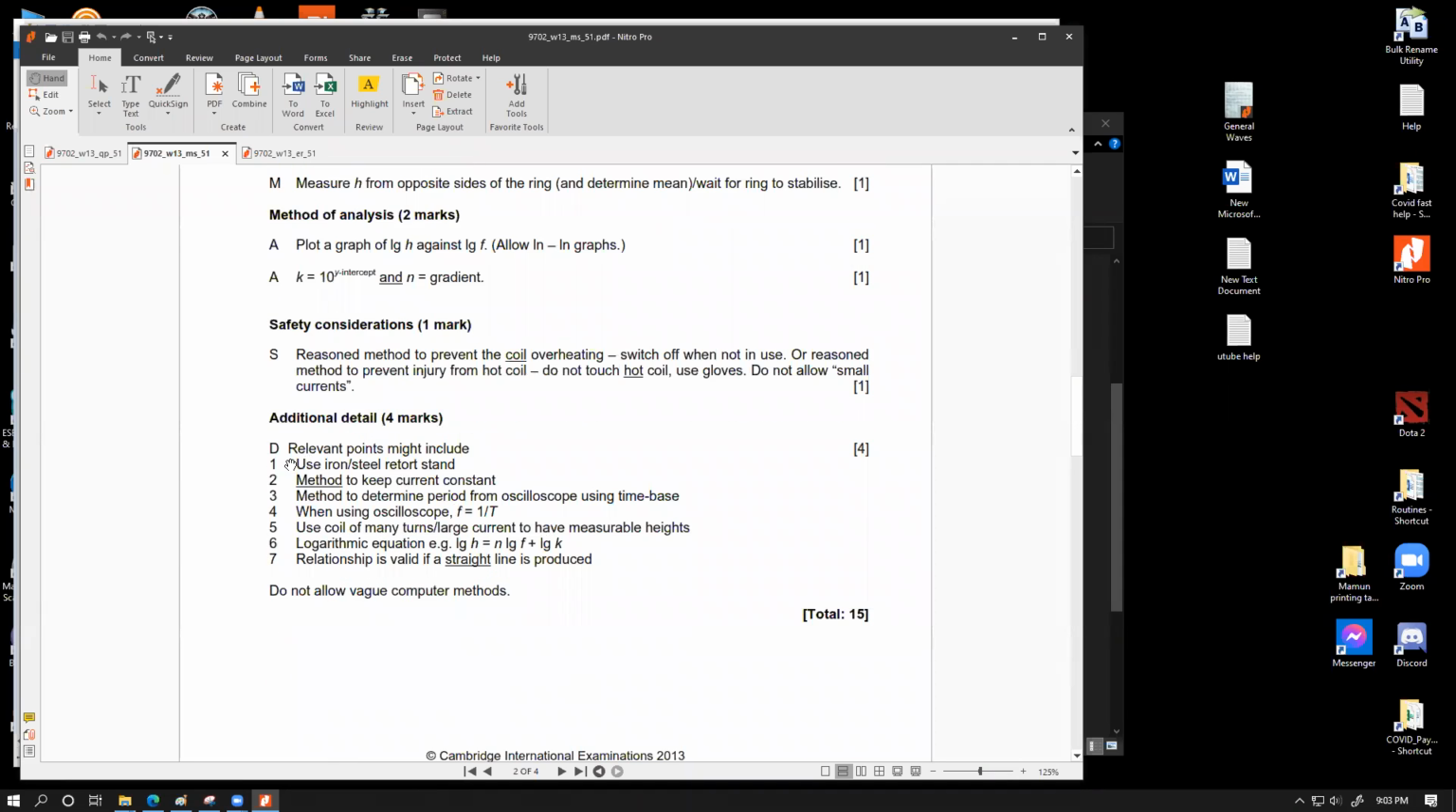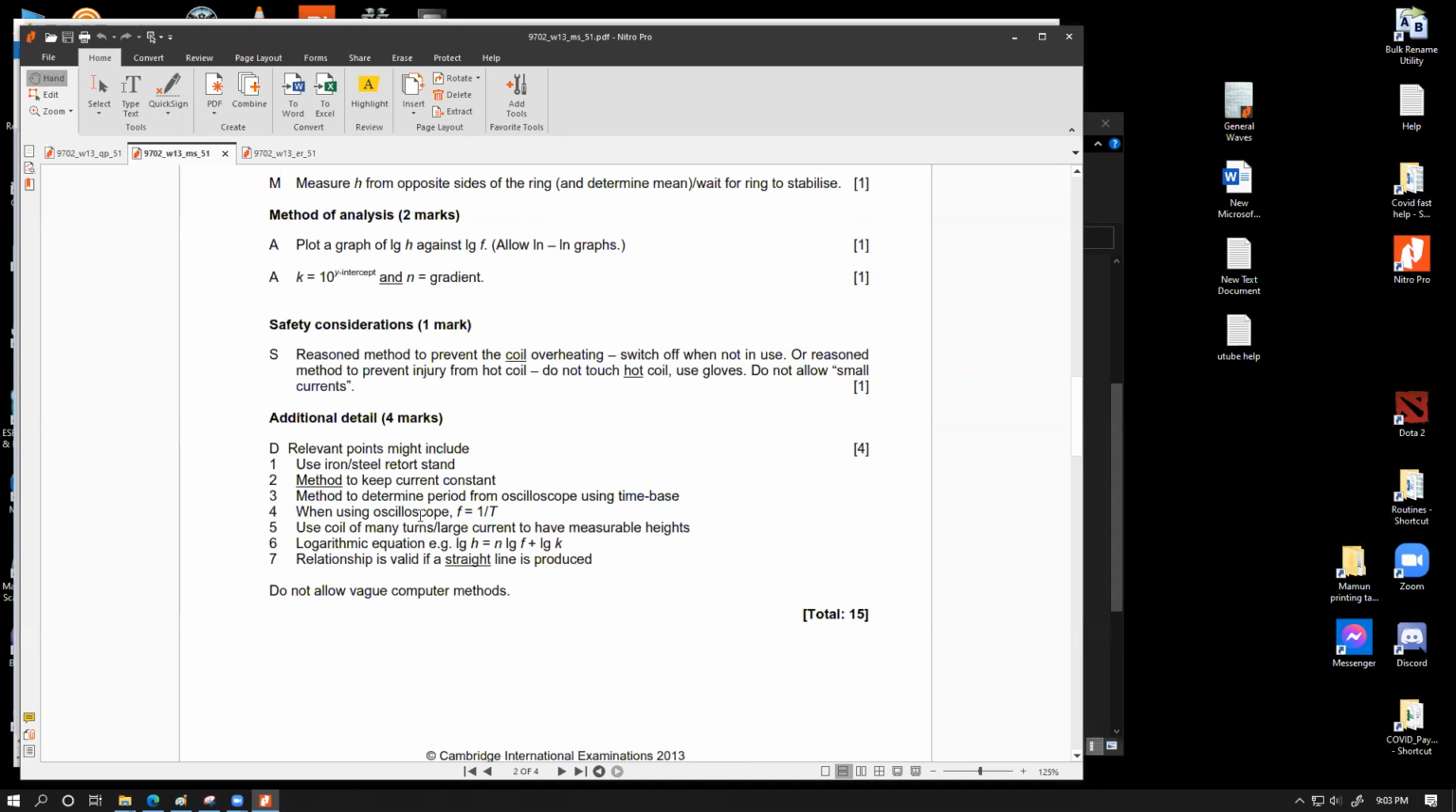Additional detail, 4 marks. 11 points might include use of an iron or steel retort stand. Okay, yeah, they have come to the point that it doesn't have to be only metal. It has to be iron stuff. Method to keep the current constant. So that's where the rheostat and the ammeter come in. Method to determine the period from the oscilloscope using the time base. So you know this thing. When using an oscilloscope, f equals 1/T. Mentioning this scores you 1 additional mark.